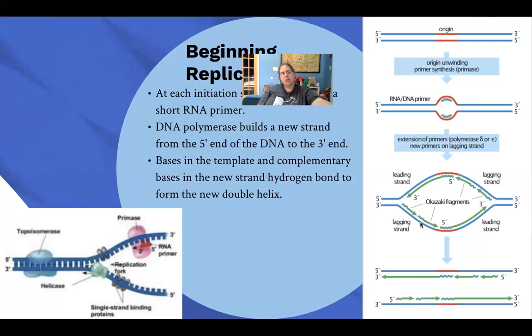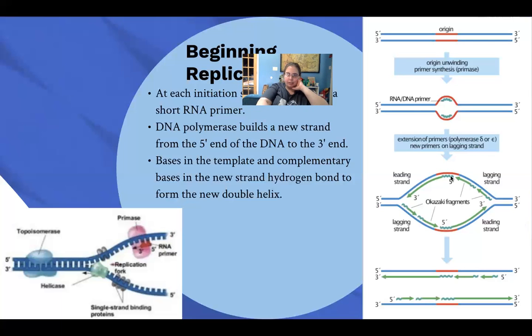Now, DNA can only build in the 5' to 3' direction. What that refers to is 5' versus 3'. Those are looking at specific carbons in the sugar, deoxyribose, and which way they're facing. So DNA can only build the new strand in the 5' to 3' direction.